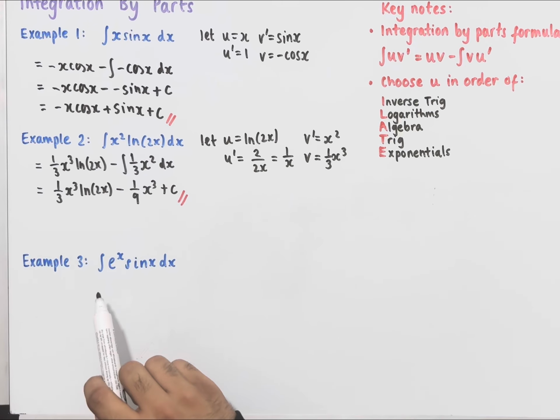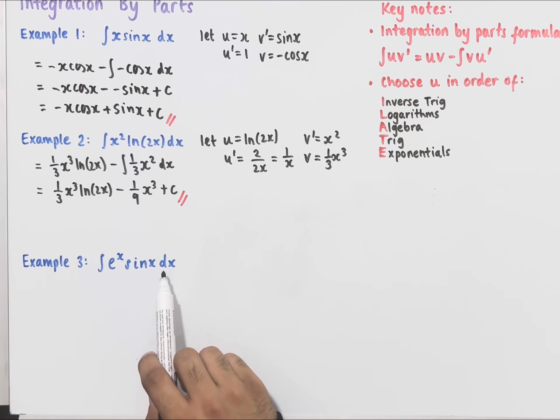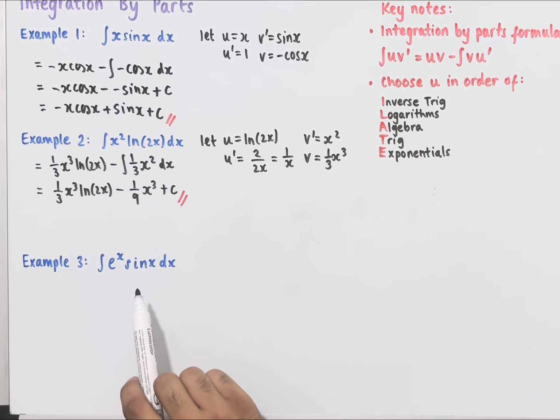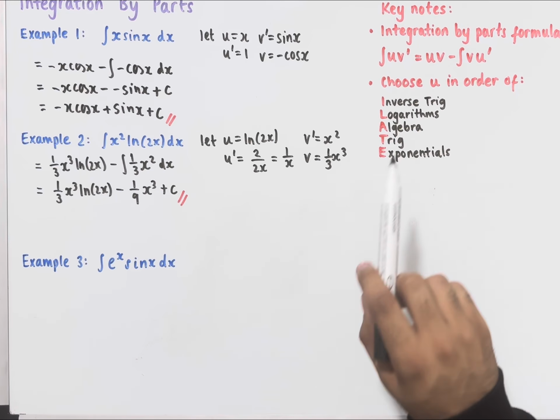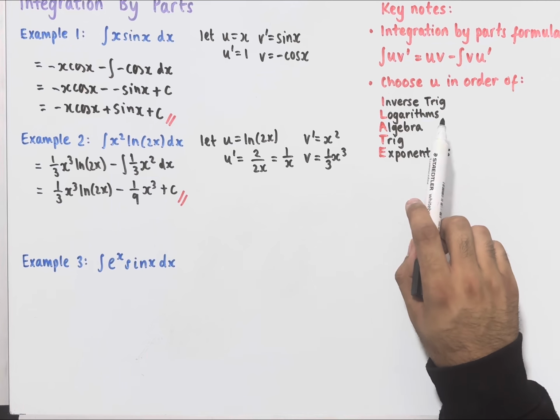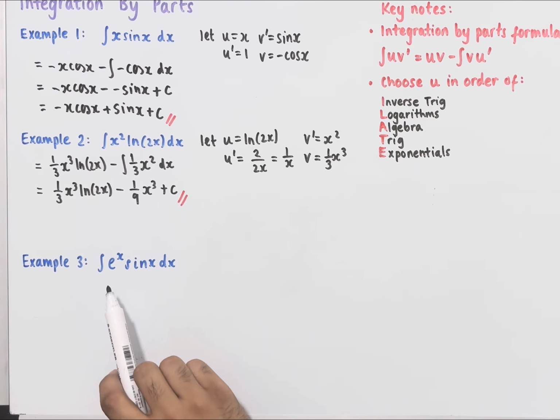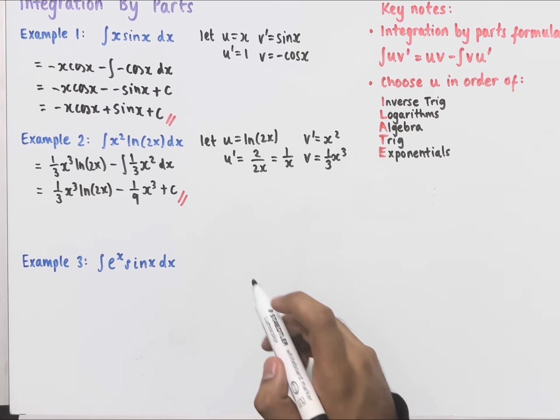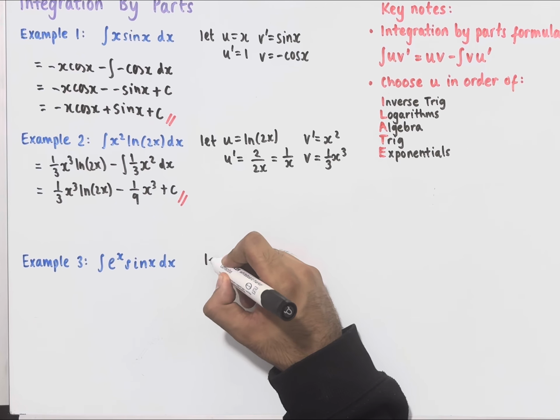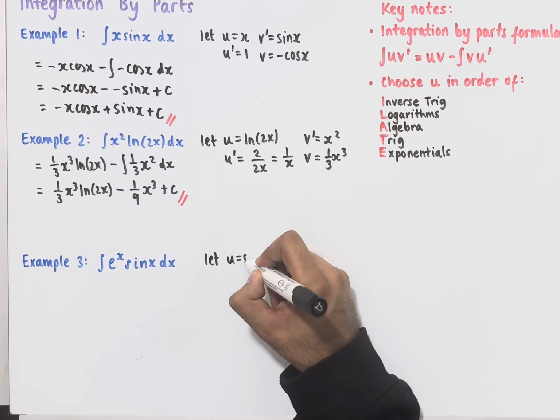Now the final example is to integrate e to the x sine x with respect to x. And since we have a product, we can use integration by parts here. So we're going to choose u in the order of ILATE, and since we have an exponential and a trig function, we're going to let u equal to the trig function. So we let u equal to sine x.